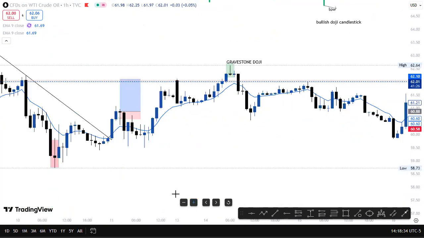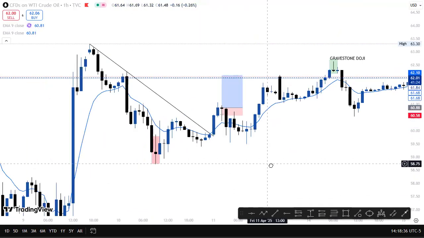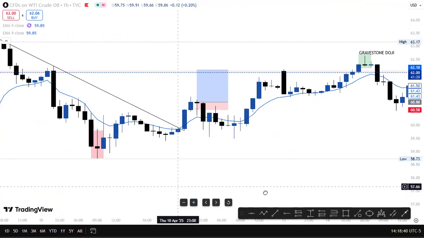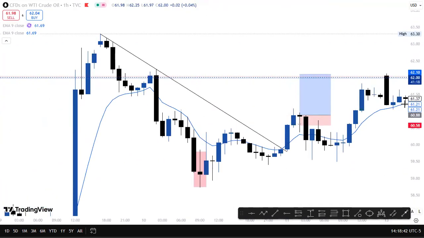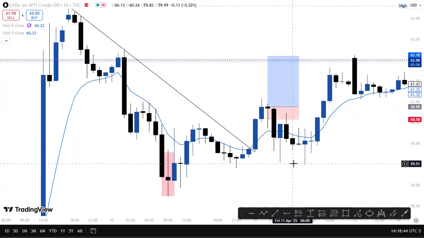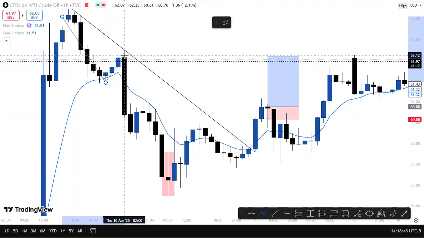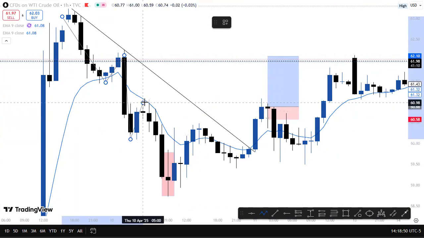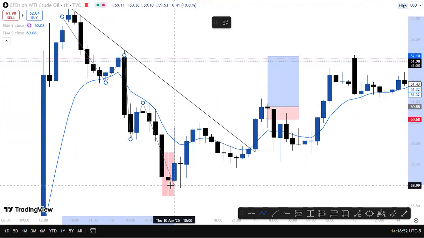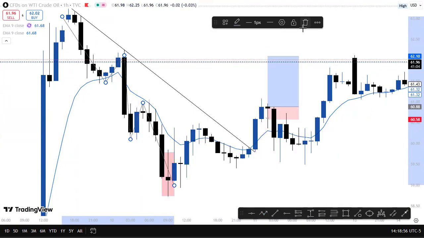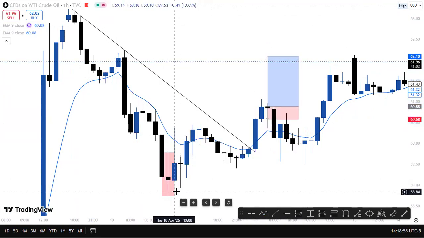Now, let me zoom in clearly. So this is an example of a bearish doji candle. If you look, the market was pulling down from this point here, and then it formed at the bottom of the downtrend, meaning this bearish doji candlestick formed at the bottom of a downtrend.